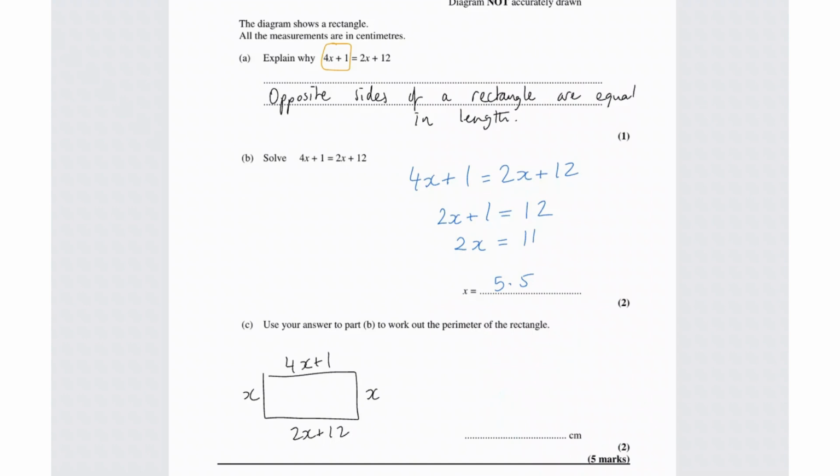Now that we know x is 5.5, we can figure out the perimeter. This side is 5.5, as is this, and these sides are 23. If we substitute in 5.5, that means we've got 23 plus 23 plus 11. I've added together the 5.5 and the 5.5 to get 11. So that's 57 centimeters for the perimeter.